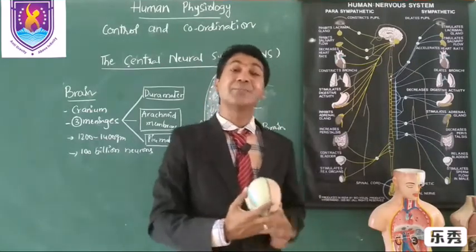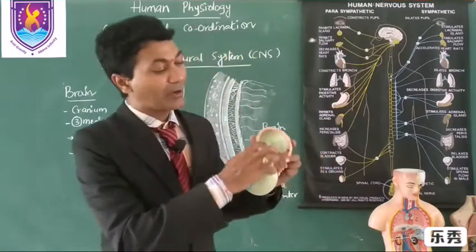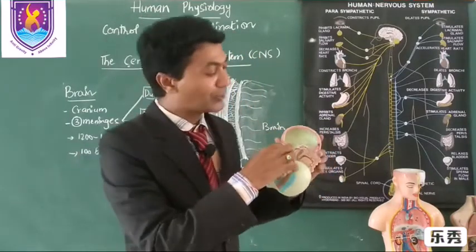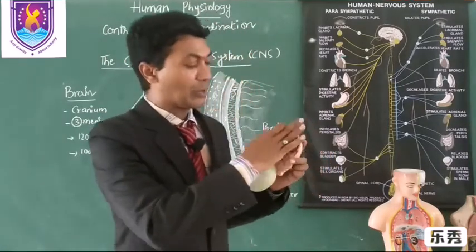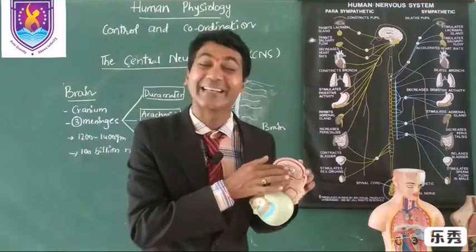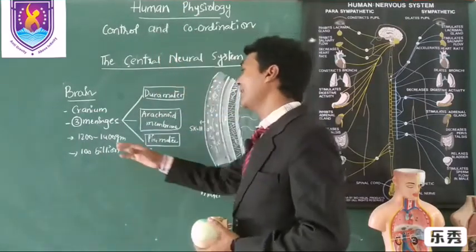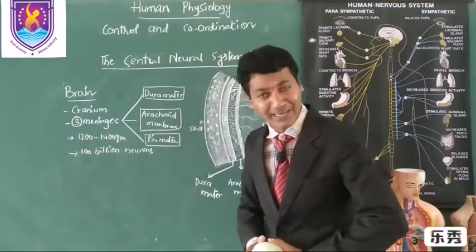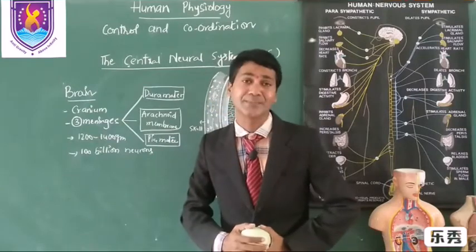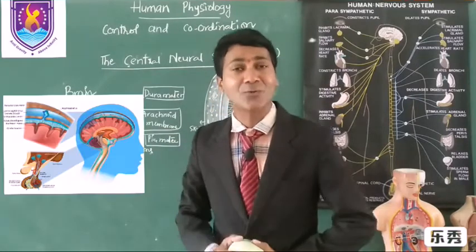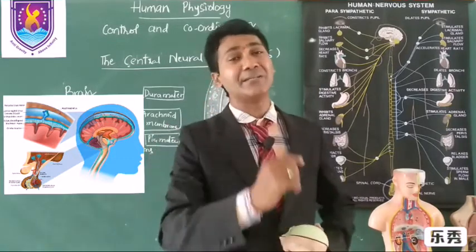My dear students, the brain is located in the skull, in a bony box called the cranium. Have a look here. So this is the bony box where the brain is located, which is called the cranium. The brain is about 1200 to 1400 grams in weight and is made up of 100 billion neurons. And the brain is surrounded by three membranes, which together are called meninges.